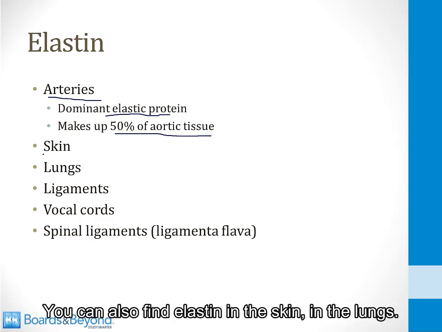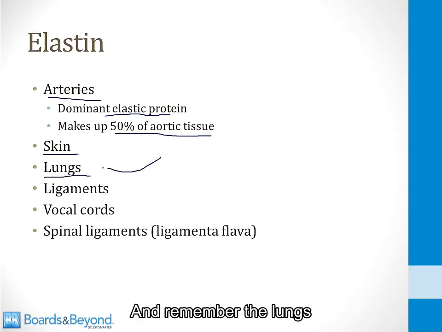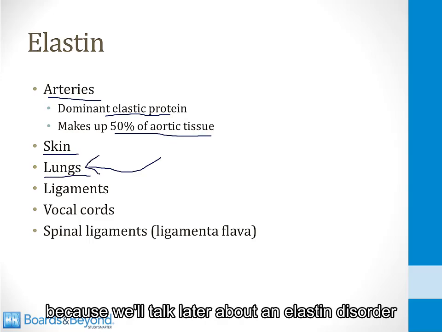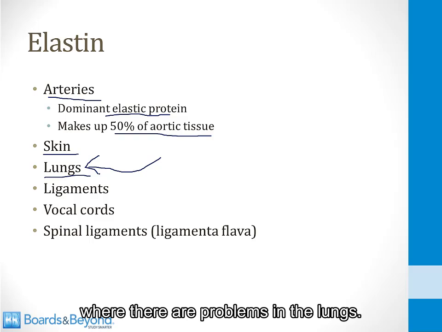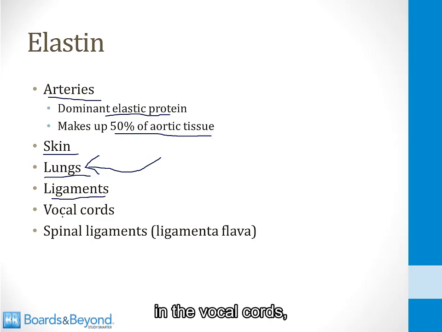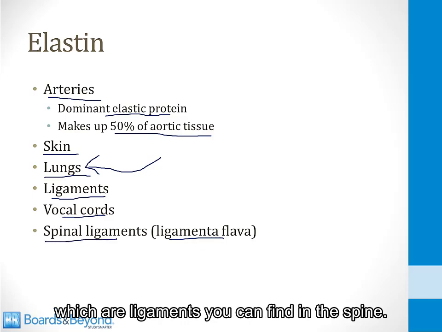You can also find elastin in the skin, in the lungs, and remember the lungs because we'll talk later about an elastin disorder where there are problems in the lungs. You can also find elastin in ligaments, in the vocal cords, and in the ligamentum flava, which are ligaments you can find in the spine.